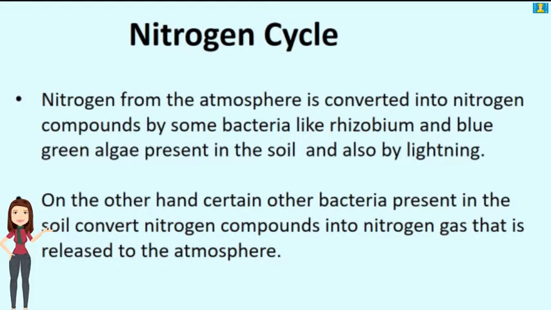Nitrogen cycle. Nitrogen from the atmosphere is converted into nitrogen compounds by some bacteria like Rhizobium and blue-green algae present in the soil and also by lightning. On the other hand, certain other bacteria present in the soil convert nitrogen compounds into nitrogen gas that is released to the atmosphere.